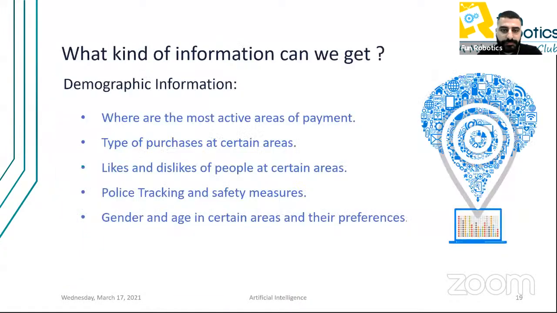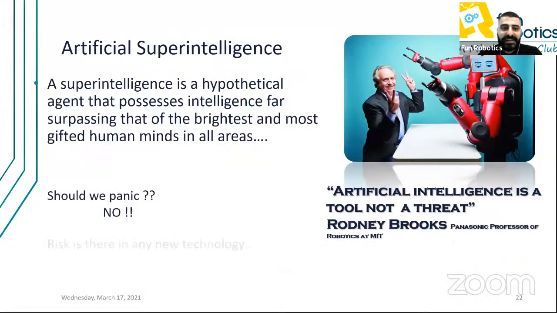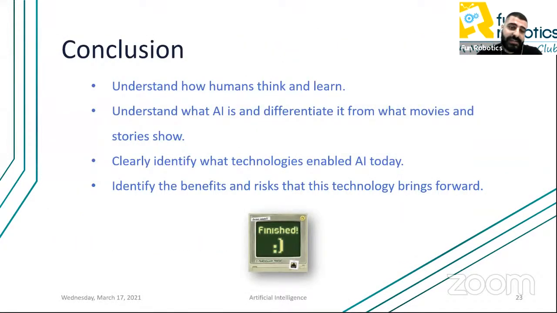So in conclusion, let me just reach the conclusion page. The session allowed you guys to understand how humans think and learn and how we can implement this idea into machines, understand what AI is and differentiate it from the movies. That is very important. I don't want you guys to think that AI is whatever you see in the movies. It's actually much broader than that. And clearly identify what technologies enable AI today. So, with Netflix recommendation systems, Amazon, Google Maps, Tesla self-driving cars and all that. And then finally, the benefits and risks of this technology going forward.